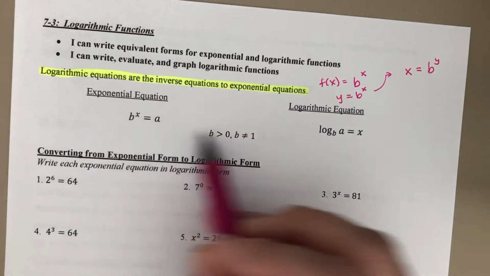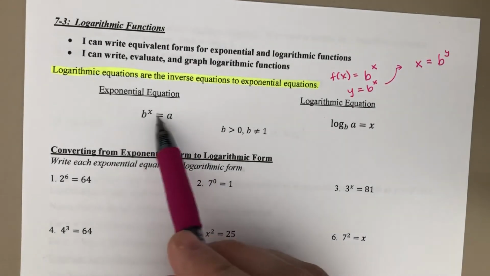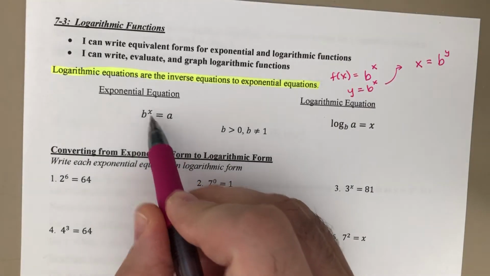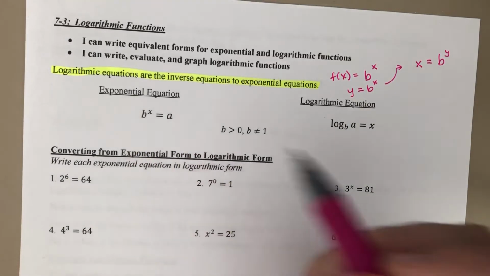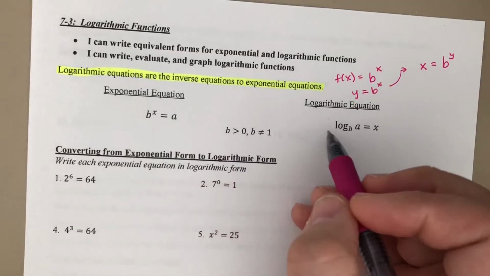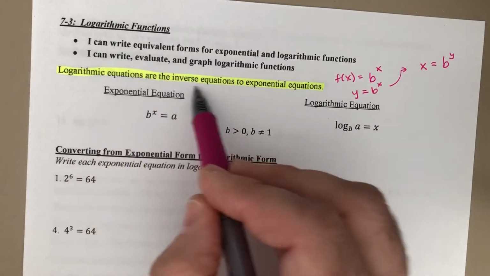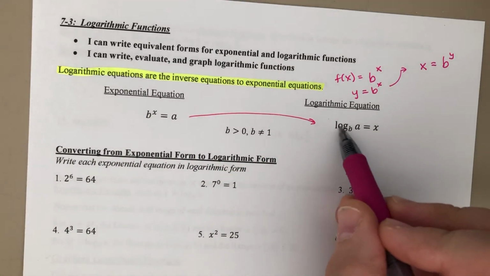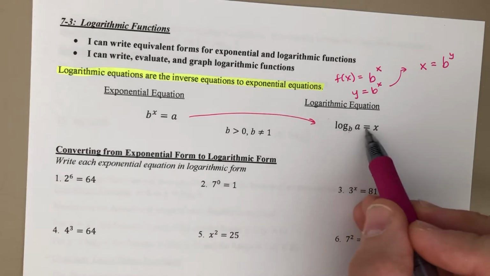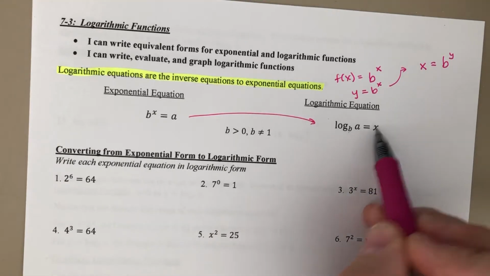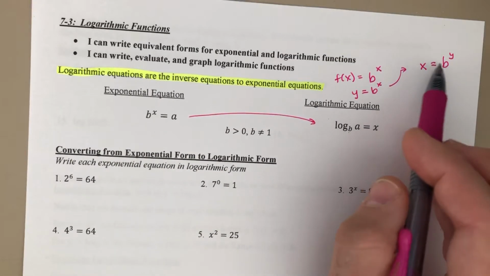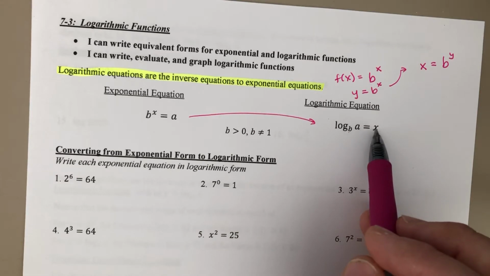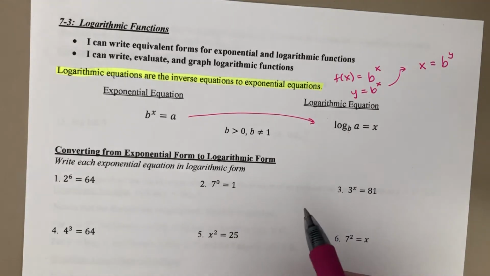So let's see kind of what these look like. Here's a very similar equation to what you saw right here. y equals b to the x, just instead of y, it says a. So b to the x equals a. This is our exponential equation. How we find the inverse of this, again, logarithmic equations are inverses to exponentials, is we would say the log base b of a is equal to x, where again, x is that exponent. We just set up here, how do I find that exponent? This is how. The exponent is equal to the log base b of a.